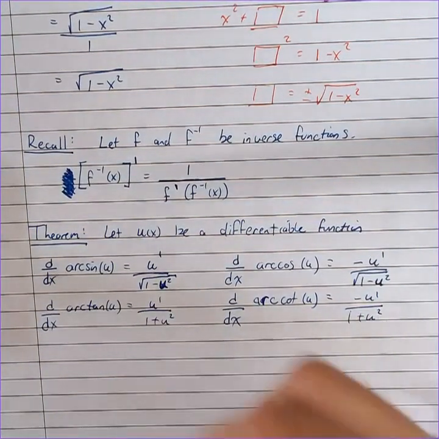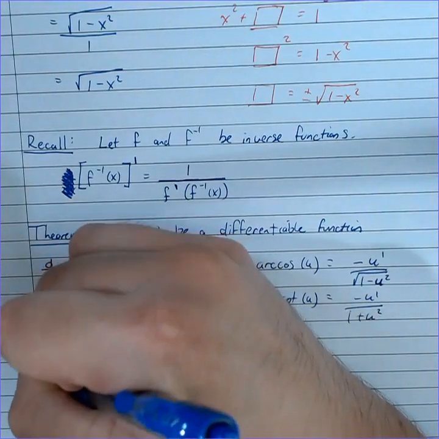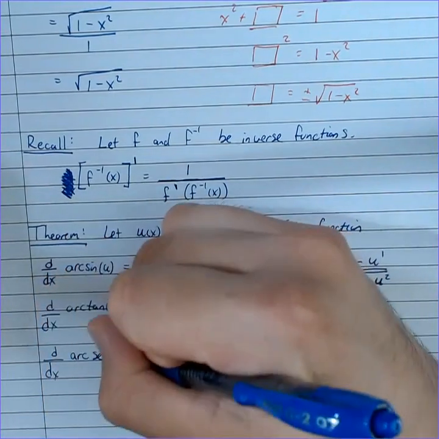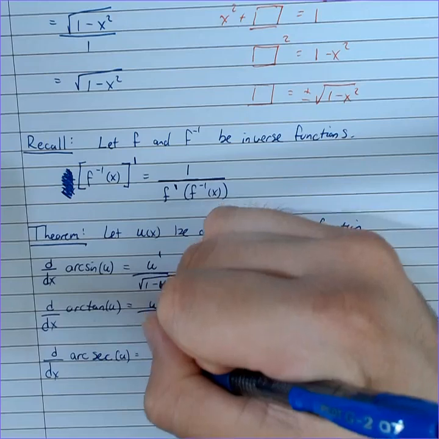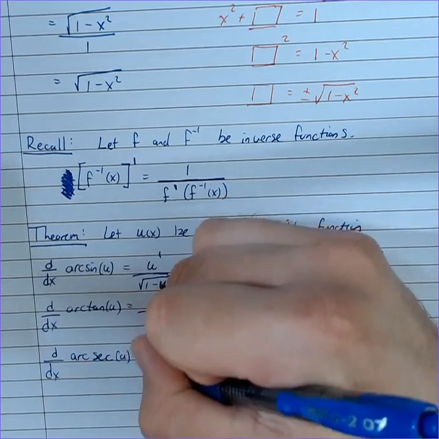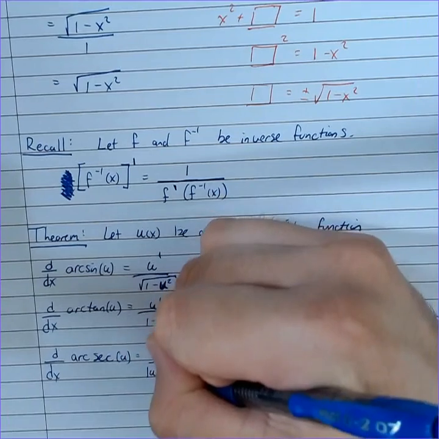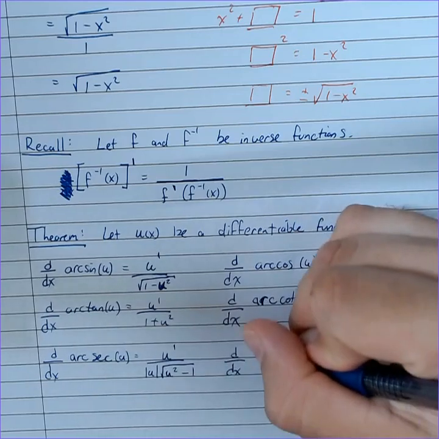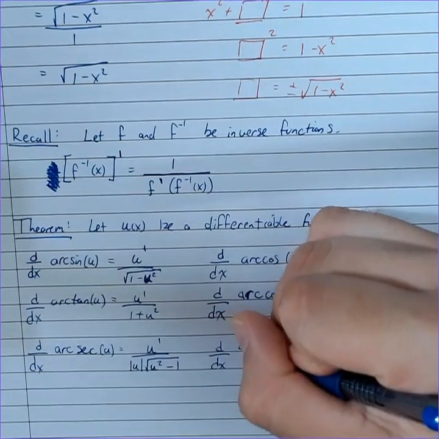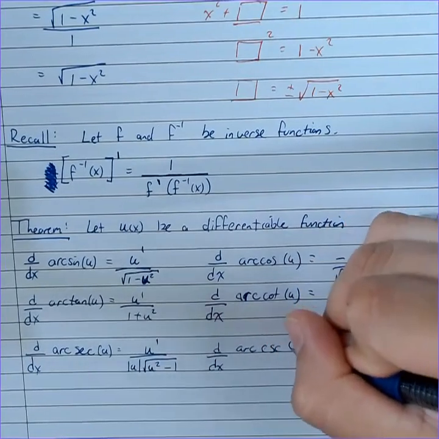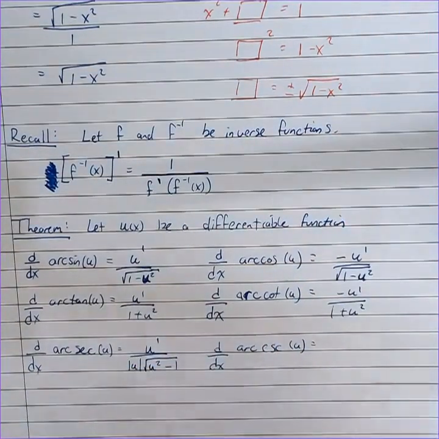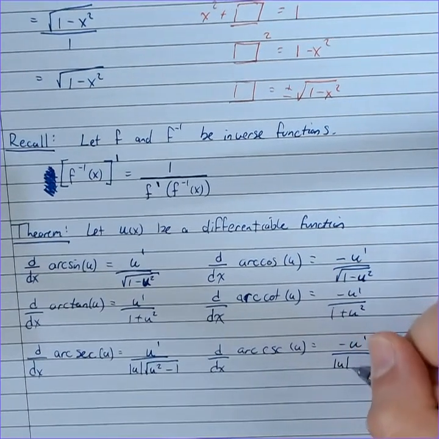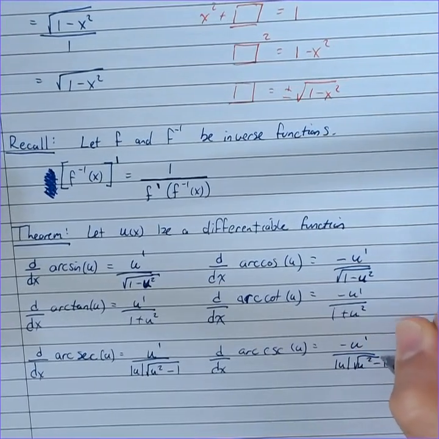And the third set is going to be the derivative with respect to x of the arc secant of u is equal to u prime over the absolute value of u times the square root of u squared minus 1. And if you take the derivative with respect to x of the arc cosecant, that's going to be the same as this, except with a negative out in front. So minus u prime over absolute value of u square root of u squared minus 1.